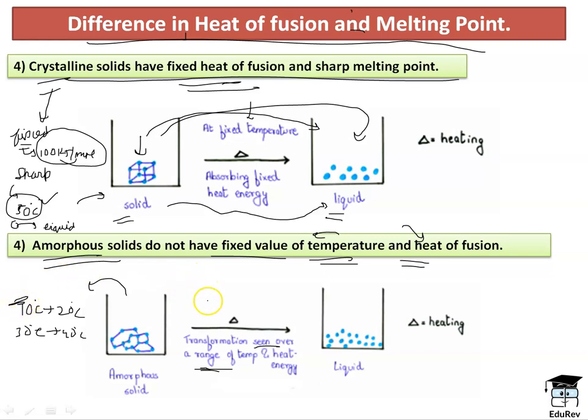Same with heat of fusion. Heat of fusion was the heat required to convert solids into liquids. And in the case of amorphous solids as well, the heat of fusion is not fixed, but a range is there. For example, the heat required to convert the solid is, suppose, 100 kilojoule per mole to 200 kilojoule per mole. Again, a range is there. So this was the difference in heat of fusion and melting point of crystalline solids and amorphous solids.